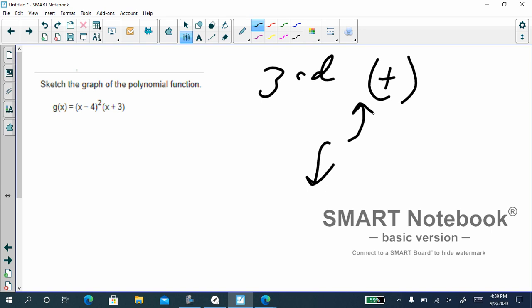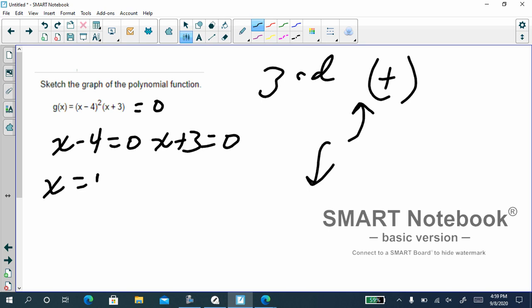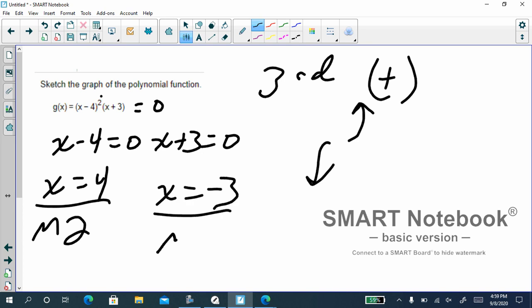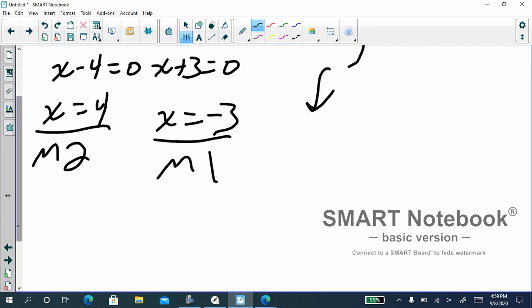Our zeros, if we set our function equal to 0, we would set each factor equal to 0. So we would get x equals 4 as a 0 that has a multiplicity of 2. We would get x equals negative 3 as a 0 of multiplicity 1. Even multiplicity, we touch the x-axis. Odd multiplicity, we cross the x-axis.